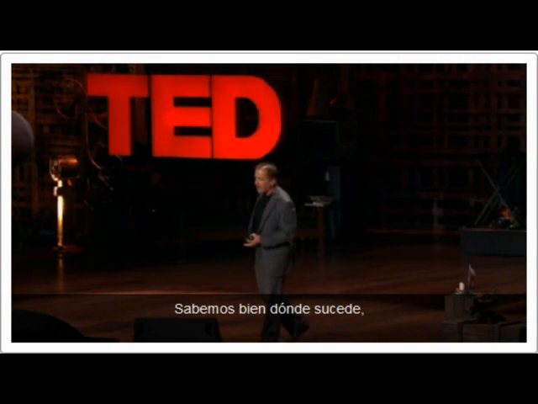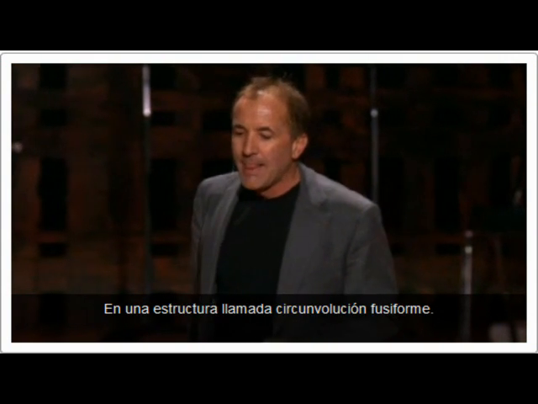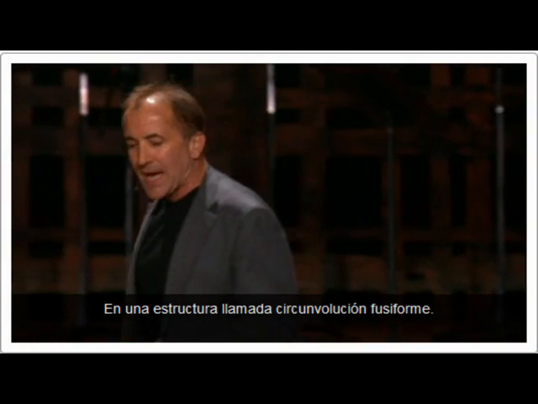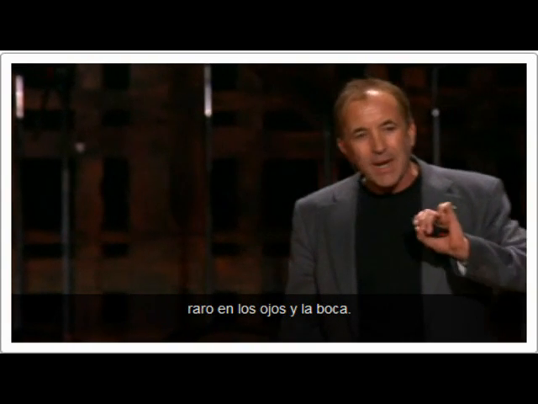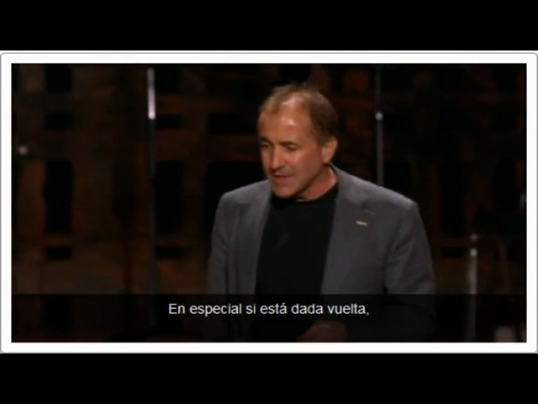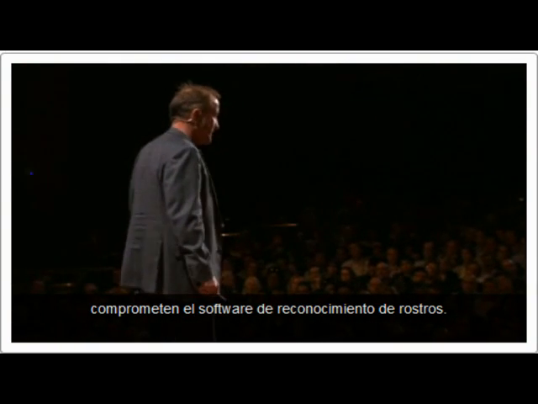Well, we know exactly where it happens, in the temporal lobe, right across, sort of above your ear there, in a little structure called the fusiform gyrus. And there's two types of cells that do this, that record facial features either globally or specifically, these large rapid-firing cells. First, look at the general face, so you recognize Obama immediately. And then you notice something quite a little bit odd about the eyes and the mouth. Especially when they're upside down, you're engaging that general facial recognition software there.